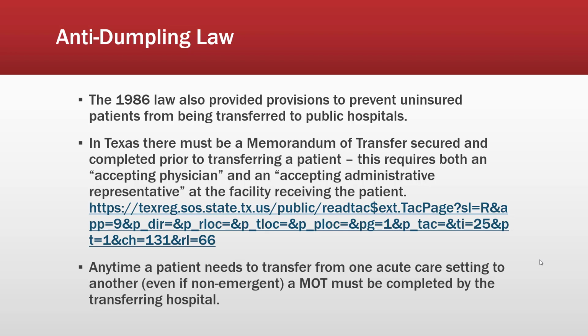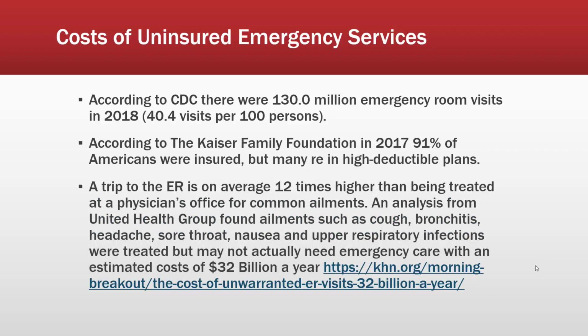So the anti-dumping law came into effect in 1986, a law that said hospitals had to provide emergency services for patients no matter whether they can pay or not. Some of the most recent statistics, according to CDC, in 2018, there were 130 million emergency room visits in the United States. That's 40 visits per every 100 persons. In 2017, 91% of Americans were insured, but many of those had high deductibles. We know now that there's a higher rate of uninsured patients. I did not find that number, but I will try to get that.